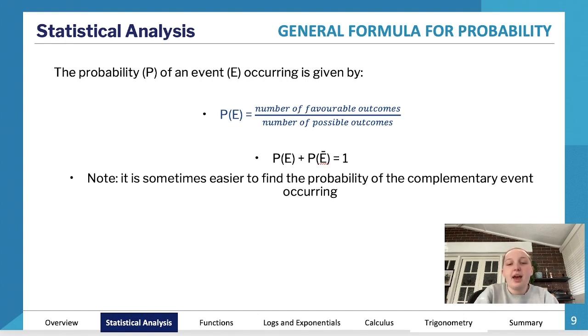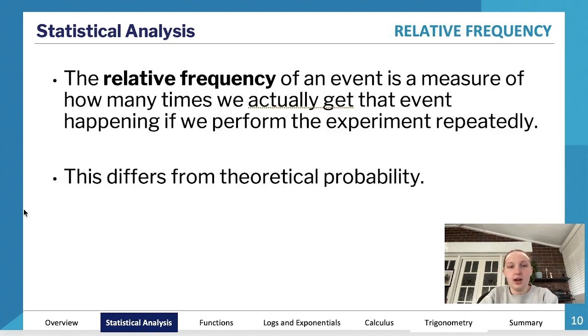When you think of that sort of question, it becomes a lot easier to find the probability that there is not a blue marble chosen. But don't stress too much about those sorts of questions. They're the sort of thing that you get used to once you start seeing them a little bit more. Anyway, the next thing that we're going to look at is relative frequency.